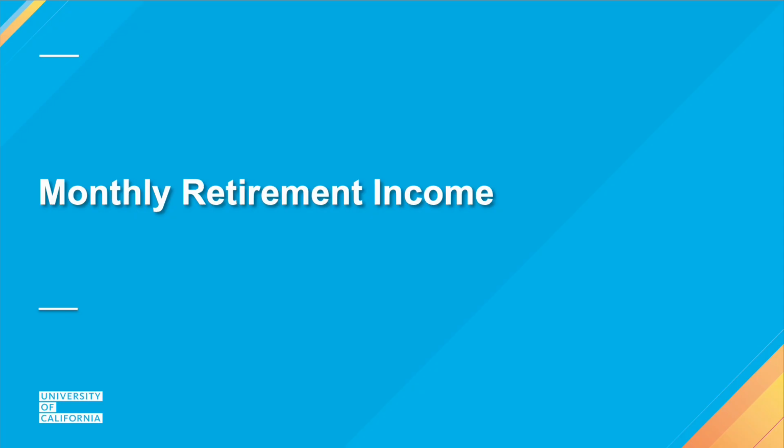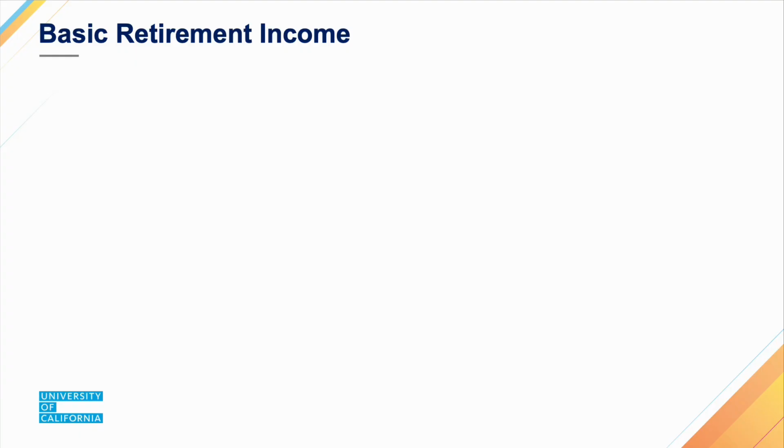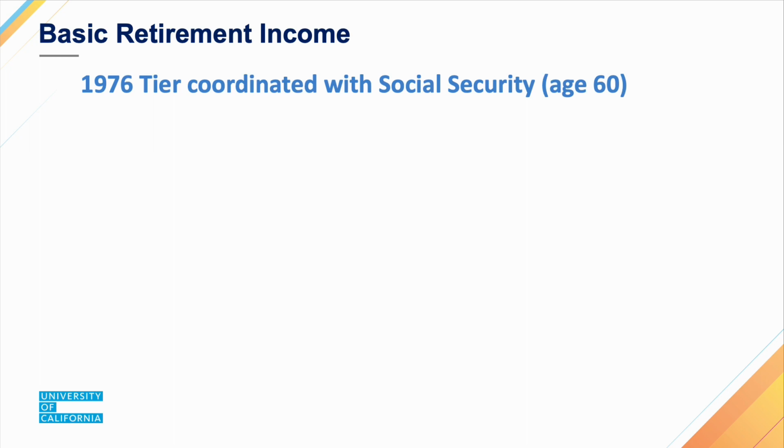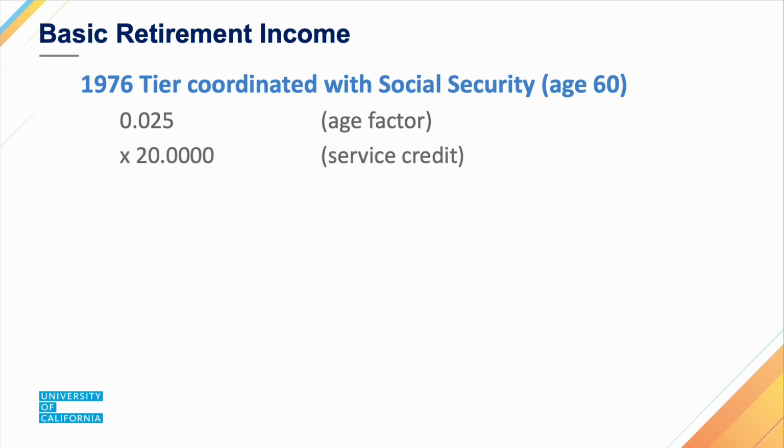Now that we've discussed the factors in the pension formula, let's look at an example to see how the UC pension is calculated and the different monthly payment options. Here's an example of a member who is in the 1976 tier, coordinated with Social Security, and is considering retirement at age 60. To calculate the member's pension, we take the age factor for age 60, which is 2.5%, multiply it by their years of service. So let's say they have 20 years of service.